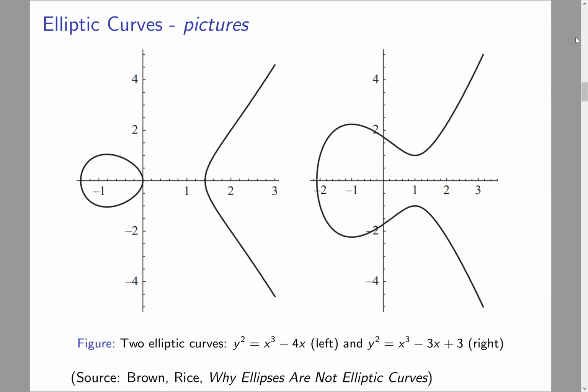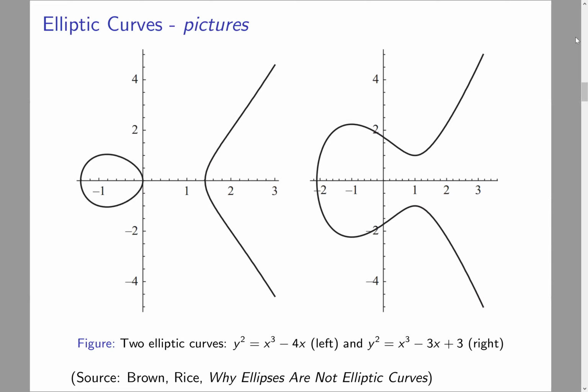But yeah, so we imagine the point at infinity being way up here, and that is part of the curve. And these pictures come from a wonderful paper by Brown and Rice called Why Ellipses Are Not Elliptic Curves, which does raise an interesting question, like why do they get the name elliptic curve? Where does that name come from? And hopefully we will get a chance to talk about this. But there's much more to say.